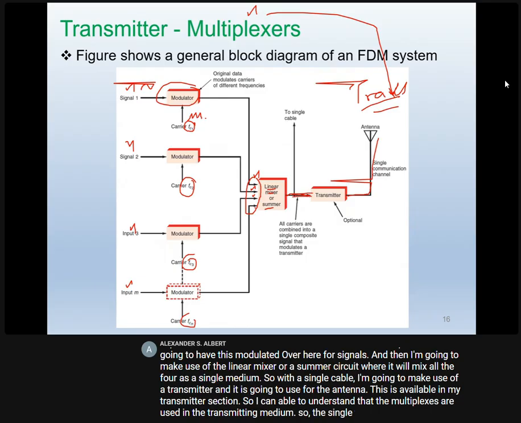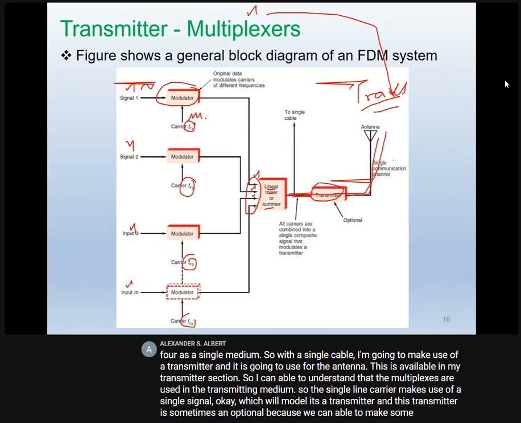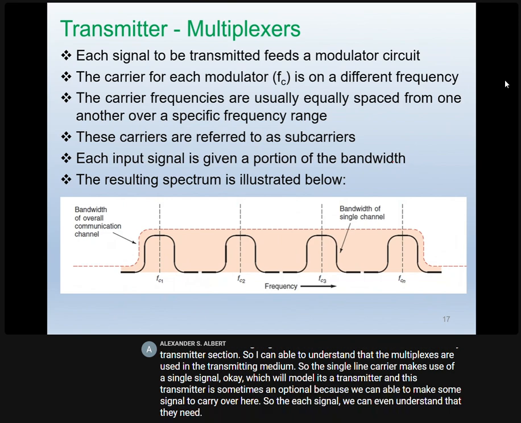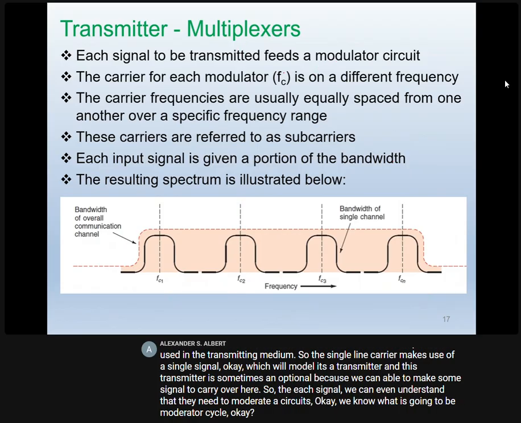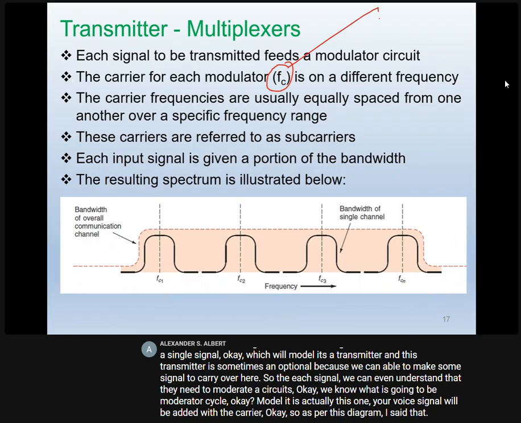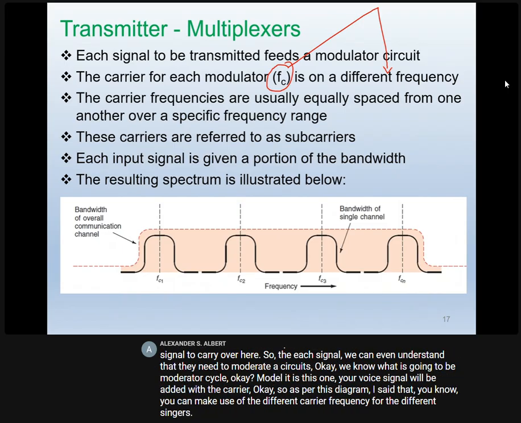The single line carrier makes use of a single signal, which will modulate a transmitter. This transmitter is sometimes optional, because we can use a signal to carry it over. Each signal needs a modulator circuit. We know what a modulator circuit is: your voice signal will be added with a carrier. As per this diagram, you can make use of a different carrier frequency for the different signals for modulation purposes.